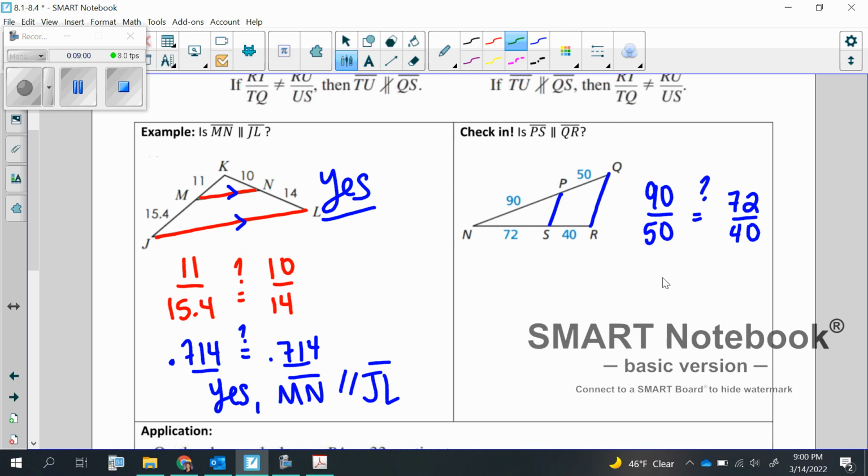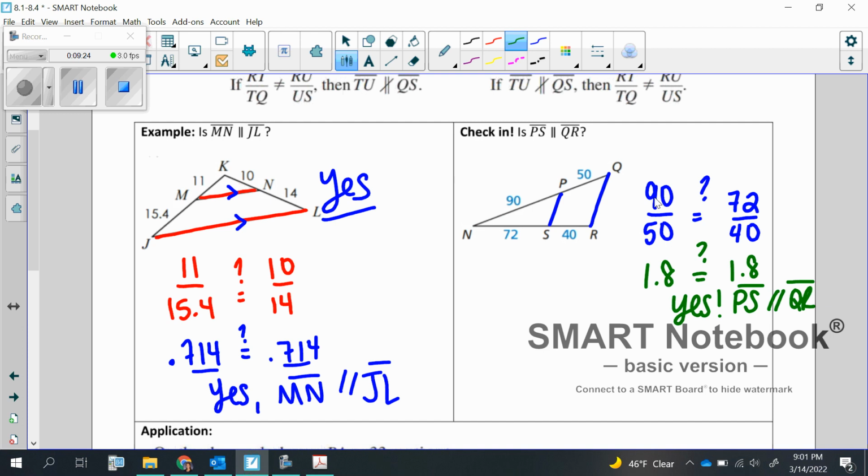So 90 over 50 is about 1.8. We want to know, does that equal 72 divided by 40, which is also 1.8? So yes, they're equal, which means yes, PS is indeed parallel to QR. Okay, so this is using the converse, what we saw on the other side. So proving that those segments are parallel to one another.